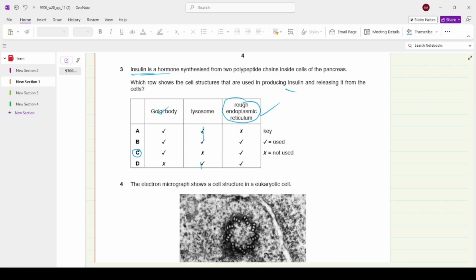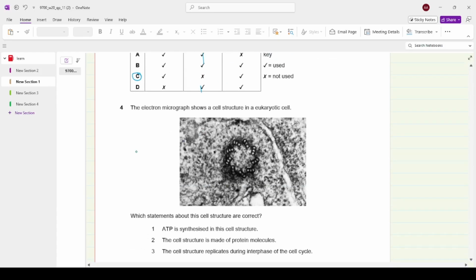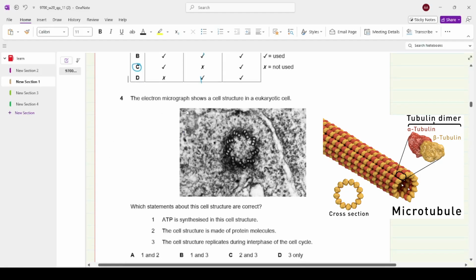So we can go for option C, which gives Golgi body and rough endoplasmic reticulum at the same time, eliminating lysosomes. Now, number 4. The question was, the electron micrograph shows a cell structure in a eukaryotic cell. So we can look at these structures within a cell, and they are asking which statements about this cell structure are correct. You can see that this is a cross section of a centriole. So what is a centriole for?